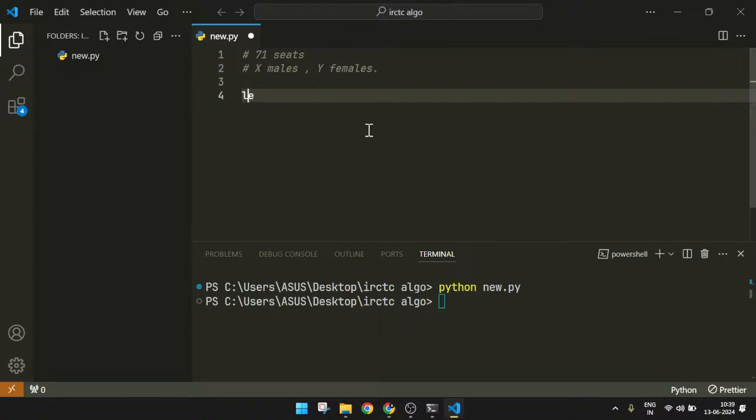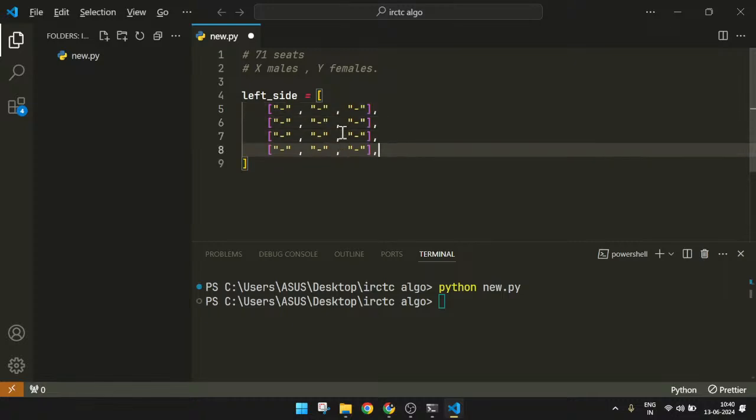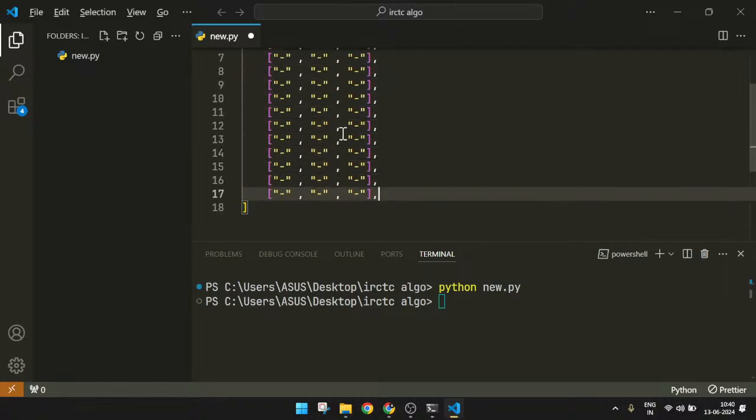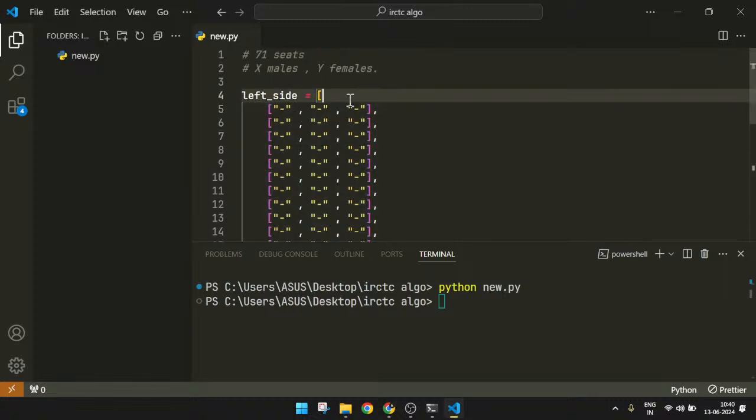So we have the left side, its matrix is 3 by 18. I'll use a string. So 3 by 18, columns 1 to 18. This will be my matrix for the left side.